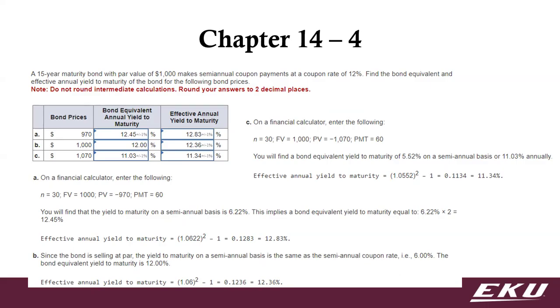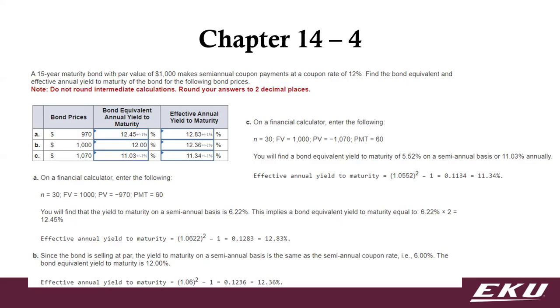It's semi-annual, so we know we'll have to double the number of periods. The coupon rate is 12%, so we know we're going to have to cut that in half if they're semi-annual payments. Instead of $120, it'll be 60. Find the bond equivalent effective annual yield.